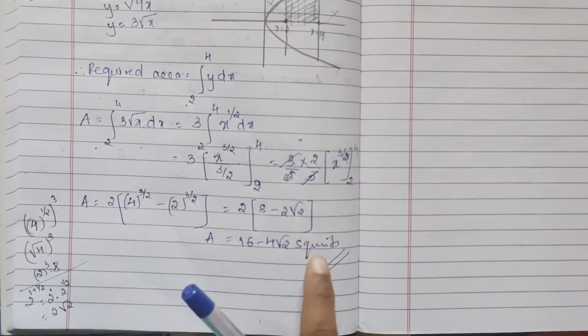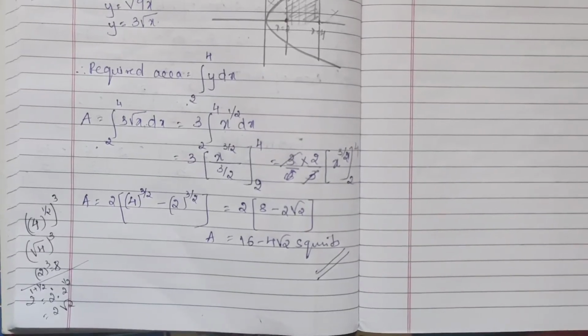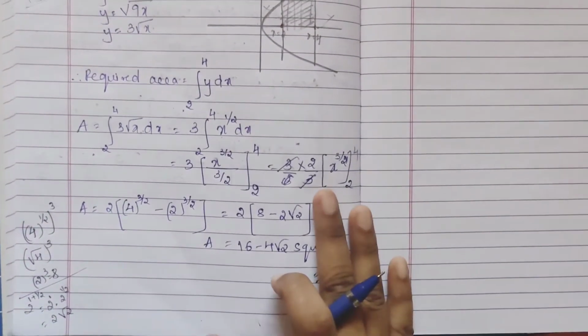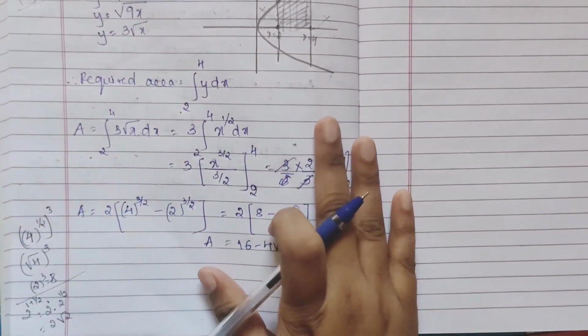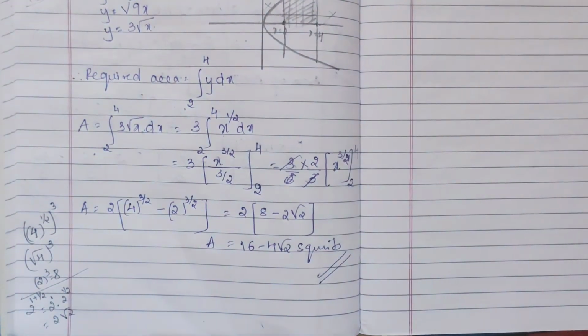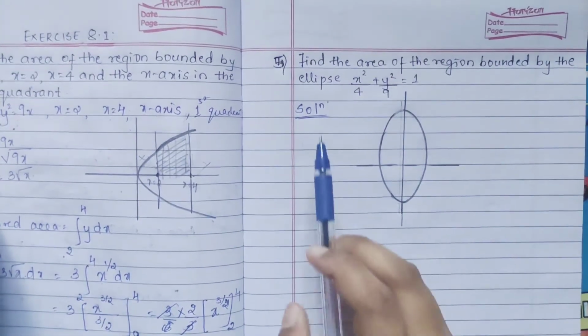So you have to write square units. Okay, I hope you have understood how you have to do it. It's a very easy application of integrals, just using your same integrals part only. Okay, please note it down. Next we'll go for the fifth question.